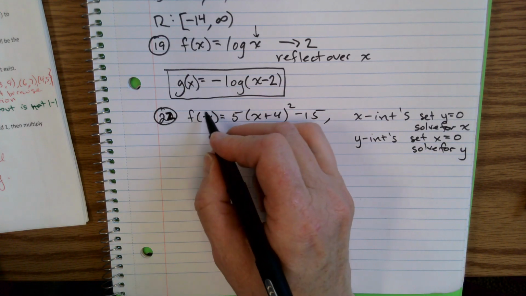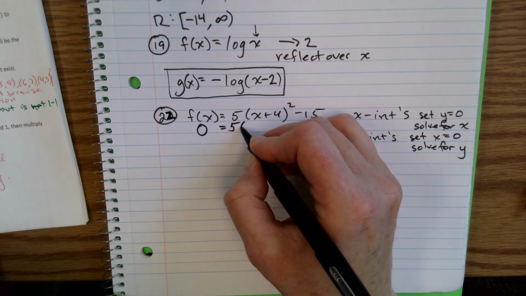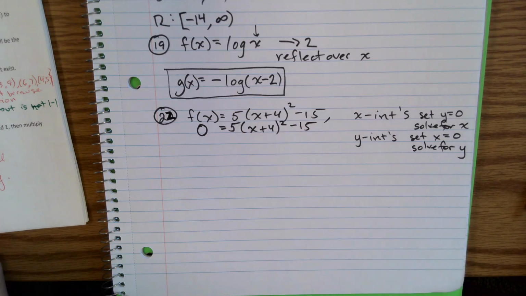Remember, our y is our function. F is the y value. So we put 0 in for f. And that's also the same thing you do to find zeros, which is the next problem, 23. All right.